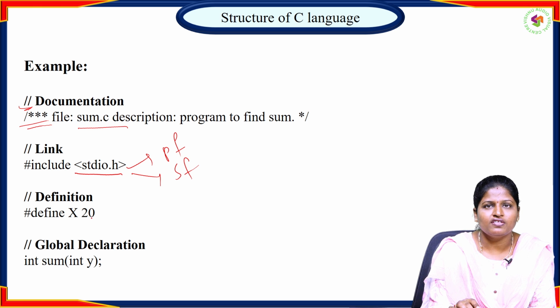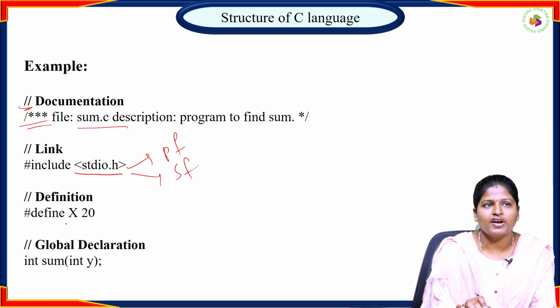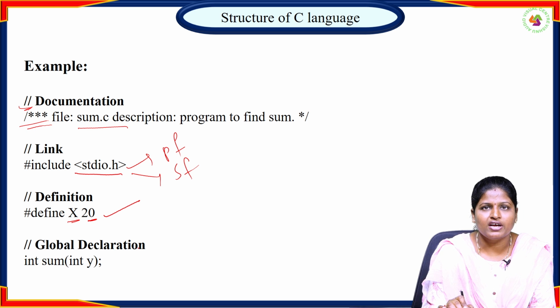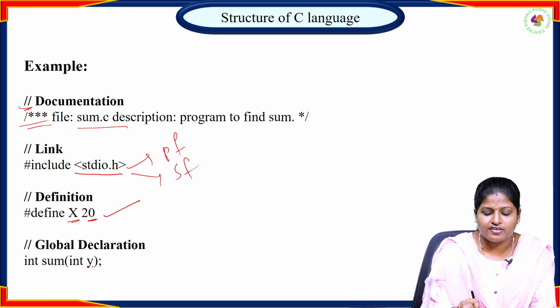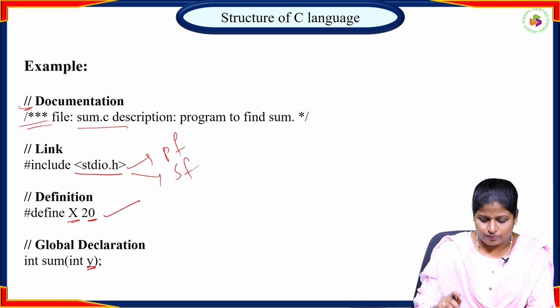Then coming to the definition section, as I said, we can fix values, or constant values. Here we have defined x as a constant with the value 20. That means whatever x value you use in the program, that value is constant, that is, we have to use the value 20 for x. This is about the definition section. Next comes your global declaration section. Here they have declared the variable y as a global. That means we can use this variable y throughout the program, wherever we want.